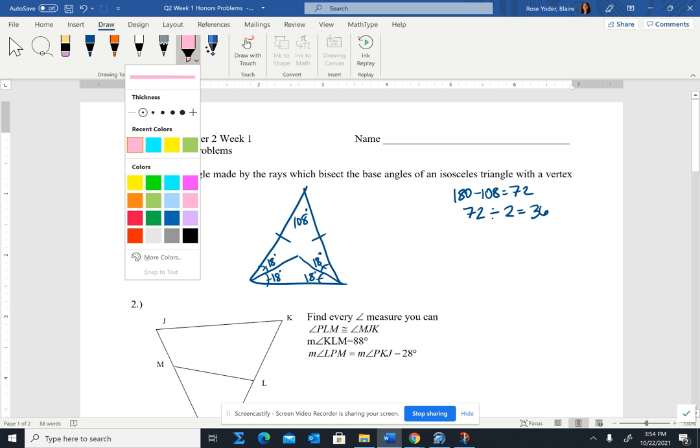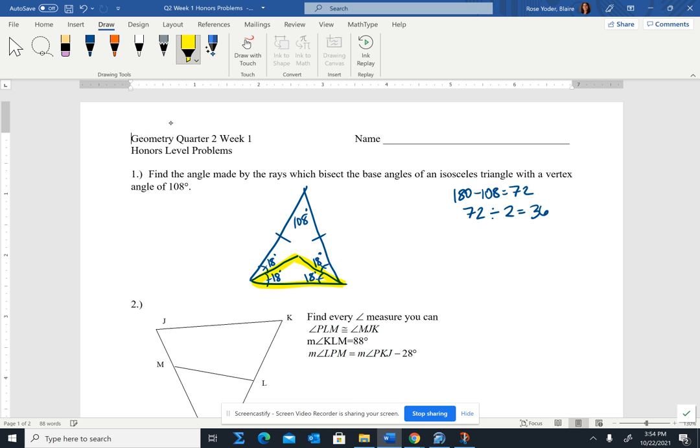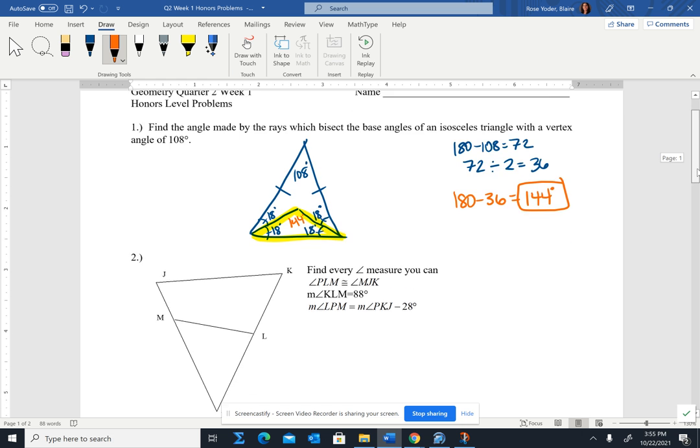And all that you have left is to deal with this little triangle here and see what angle those two rays make with each other, which is what's left over from 180. So 18 and 18 is 36. I can just do 180 minus 36, and you get 144. So those rays make a 144-degree angle when they intersect with each other.